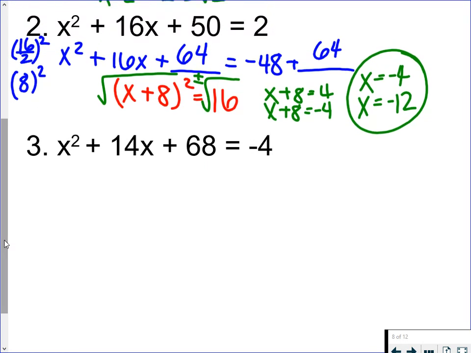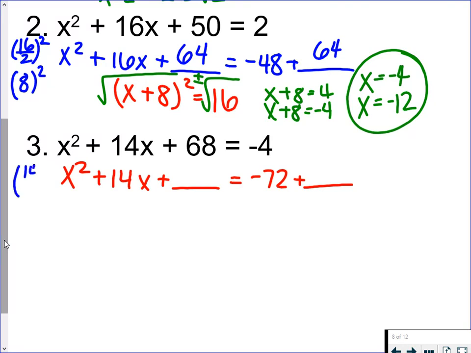So, move my c value over. Add my blanks. b divided by 2 and square it. Add that to my blanks. What is negative 72 plus 49? Negative 23. Not even pretty.